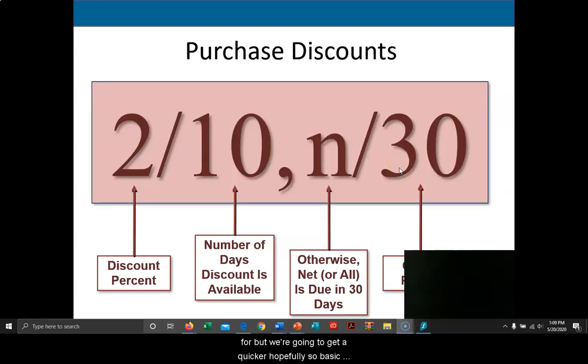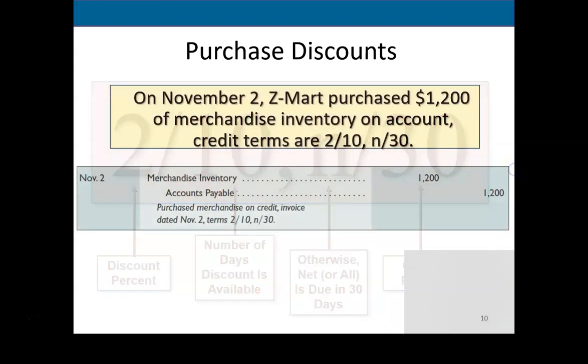So when we talk about the issue of purchase discounts, we have terms. And up on the screen you see some basic terms. 2/10 net 30. The 2 represents the amount of the discount. 10 is the number of days that the discount will be available. And if you don't take advantage of the discount, then everything is going to be due within 30 days.